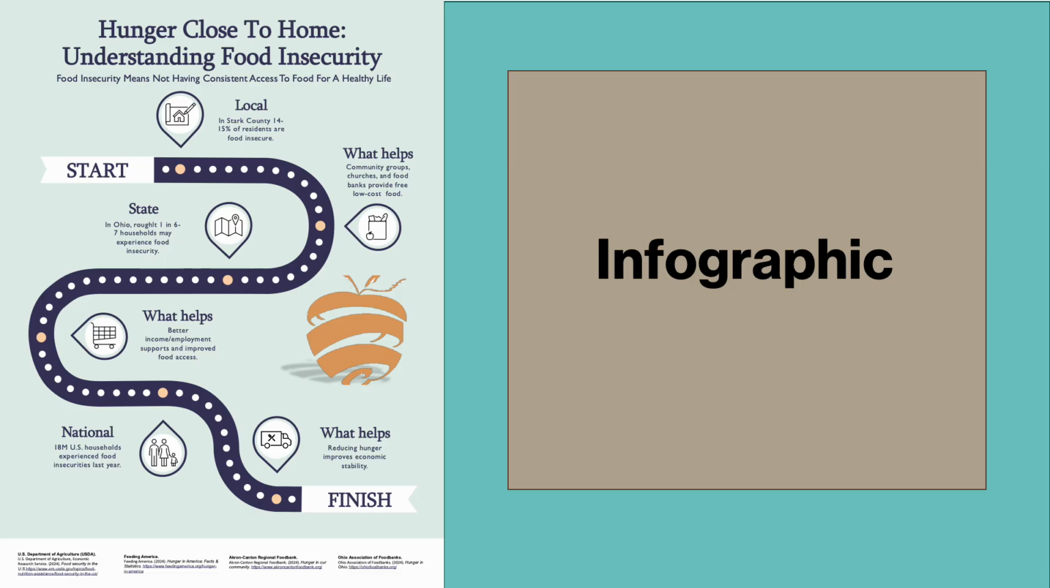And then you move on to the state. In Ohio, roughly 1 in 6 or 7 households may experience food insecurity. And then we move on to what helps that: better income, employment supports, and improved food access. And then we move on to the national. 18 million U.S. households experienced food insecurity last year. What helps? Reducing hunger improves economic stability. And that's the finish of our game board.